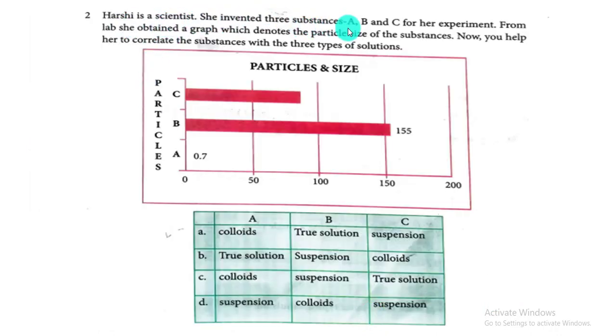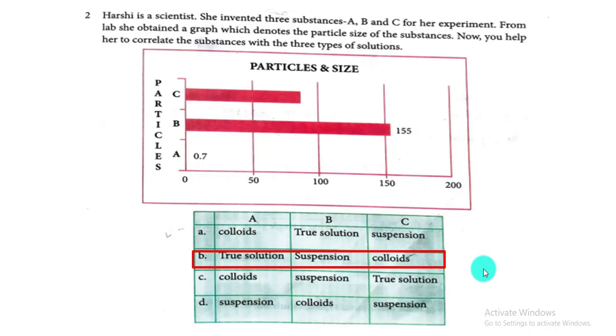Then, Hershey is a scientist. She invented three substances A, B and C for her experiment. From the lab, she obtained a graph which denotes the particle size of the substance. Now help her to correlate the substances with the three types of solutions. Look at the particle size: 0.7 for A, B 155, and C nearly 70 to 75, I think. Then what will be the answer? True solution, suspension and colloid.